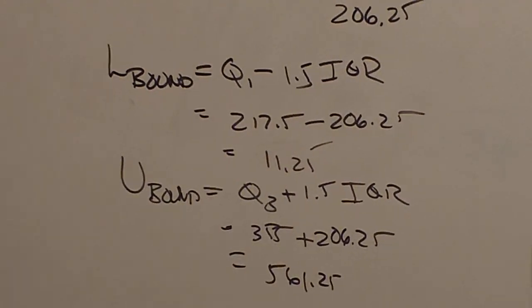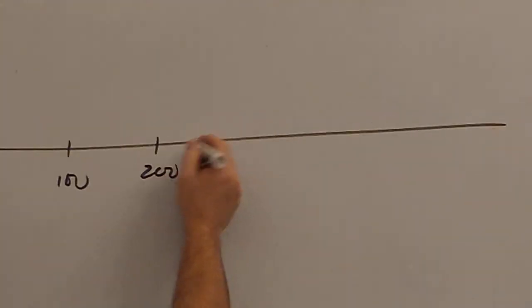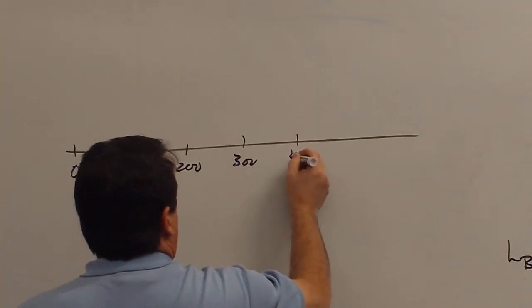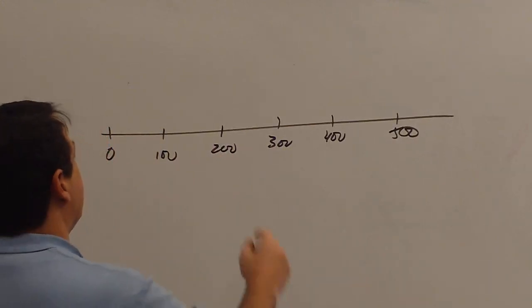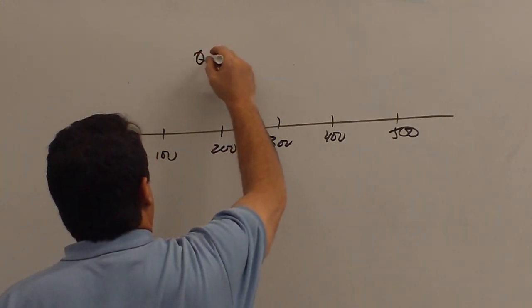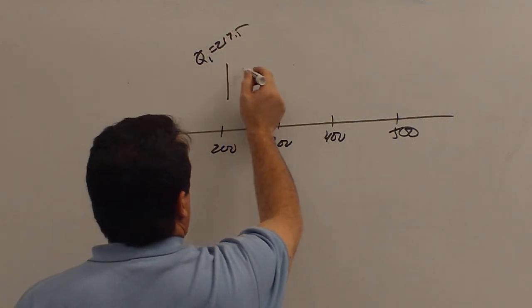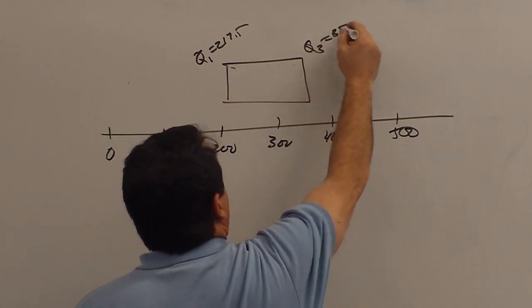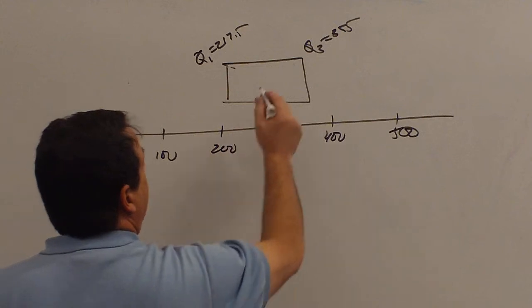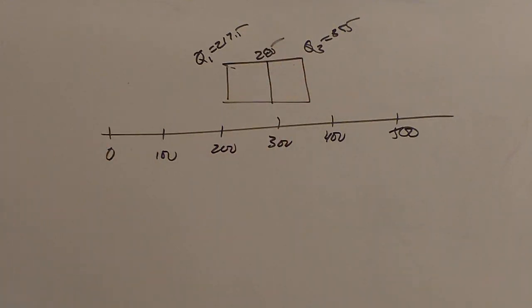All I need to simply do is to do my box and whisker. This is 0, 100, 200, 300, 400, 500. And my box starts at Q1. Make sure you label. Q1 is 217.5. Goes up to Q3, 355. And you stab the median, 285. Okay? So that's our box.